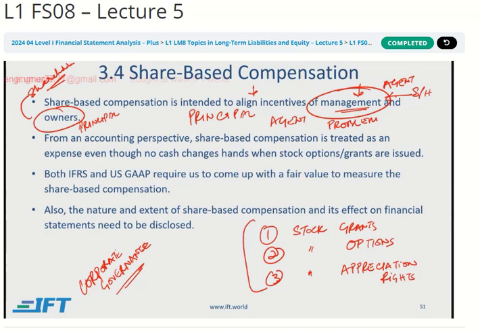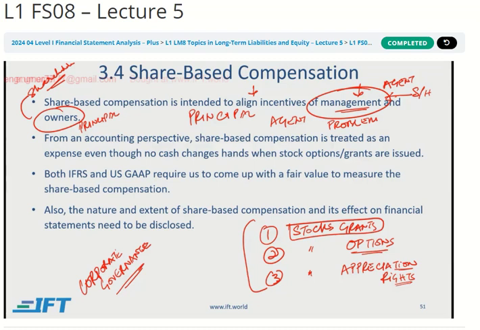Now, how do we make the management a shareholder? Well, you can just give them the shares, right? That is where your stock grants come in. Or you can give them the option to buy the shares at a certain price. Or you can give them stock appreciation rights, that if the share price goes up, then the management gets money. So there are three ways of aligning the incentive of management with the owners. And we're going to look at all three of those.